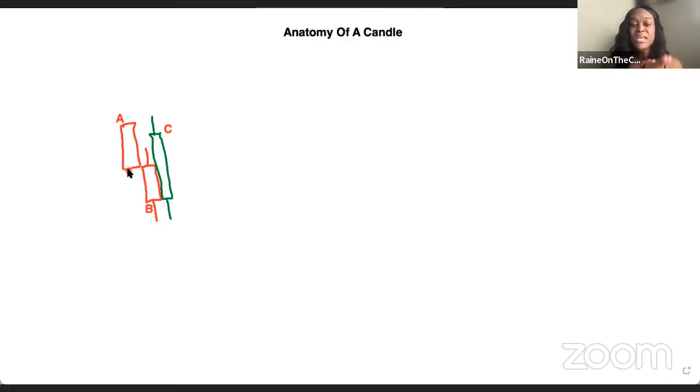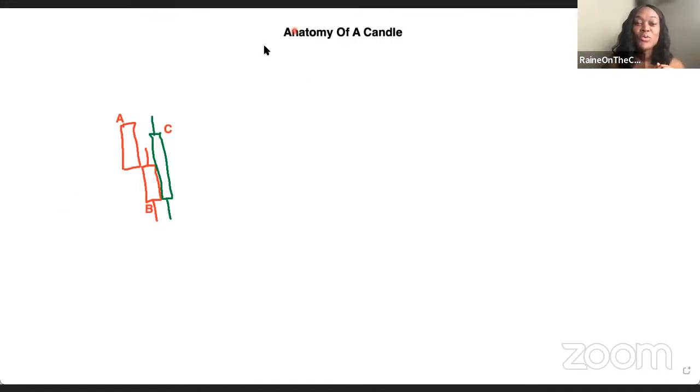Awesome. Candle B. Where did candle B open? Oh, first of all, what type of candle is candle B? Is it a bullish candle or a bearish candle? Bearish candle. Bearish because it's red. Yeah, bearish because it's red. Oh, I'm sorry, the red candles are bullish. Oh no, bearish. The red candles are bearish. All right.